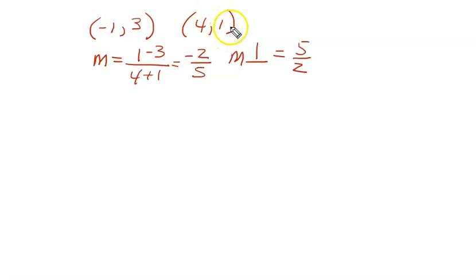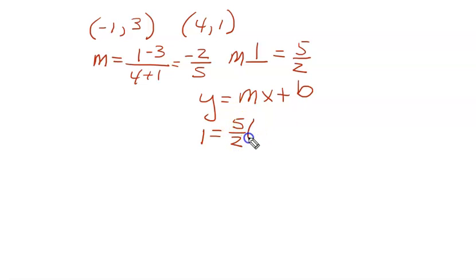And we want it to go through one of these points. So let's use y equals mx plus b. Now you could also use the point slope form, but this one I think is more direct. Our y value is going to be a 1. Our new slope is 5/2. Our x value is going to be a 4. And we have to find out what our new b value would become.